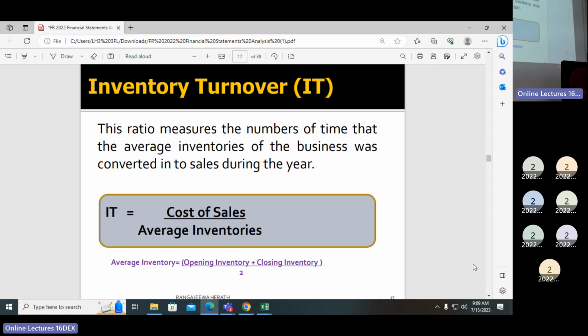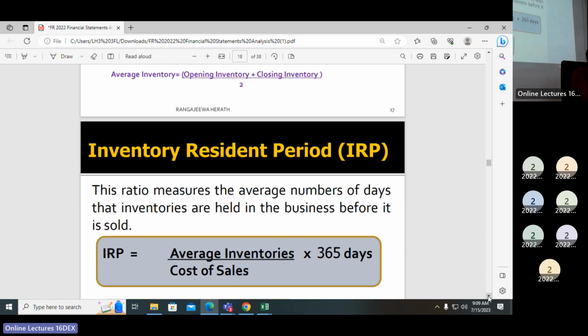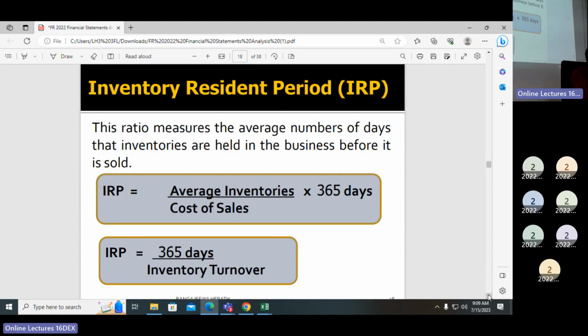The same ratio we can look at the other way. That is called inventory residence period. There we measure the average number of days that inventory is held in the business before it is sold. In other words, how long it will take to convert inventory into sales. Business එකේ inventory ගෙනාවම විකුණන්න කොච්චර කාලයක් යනවද? Number of days that takes to convert inventory into sales.